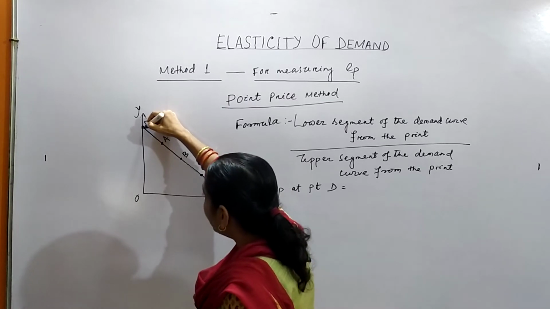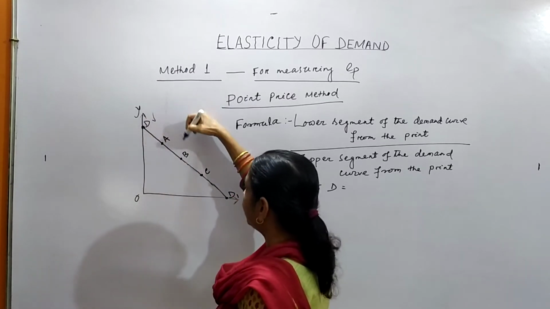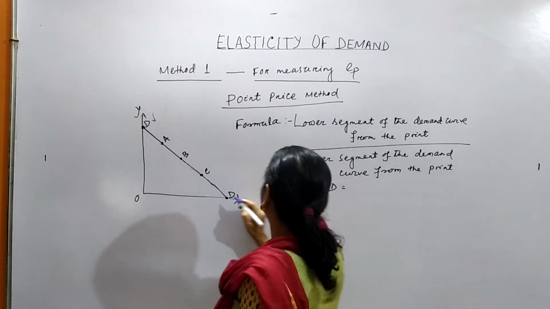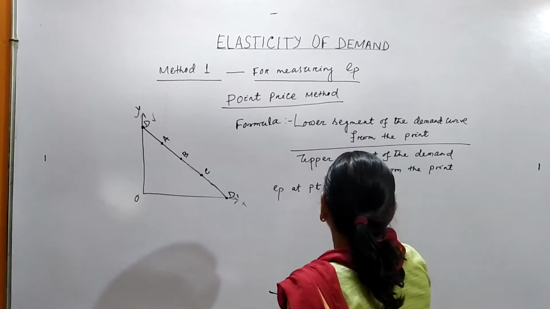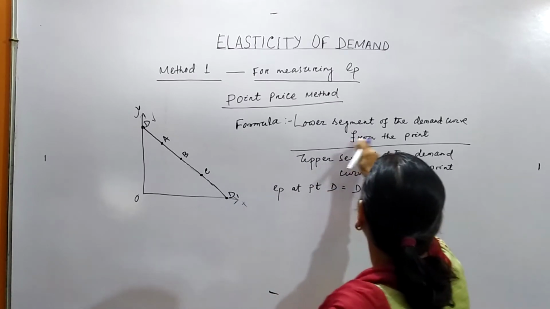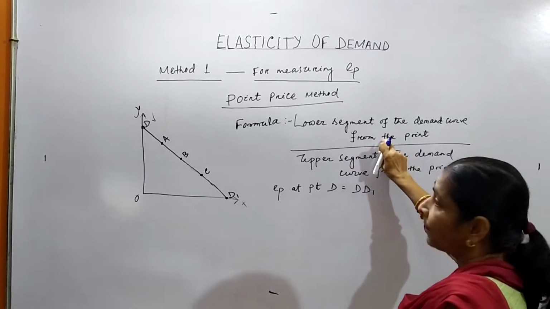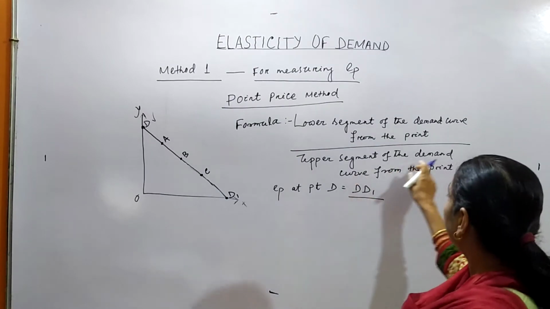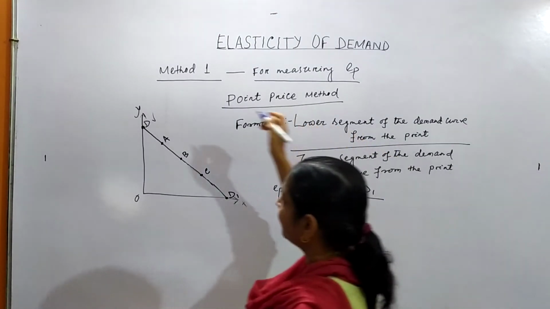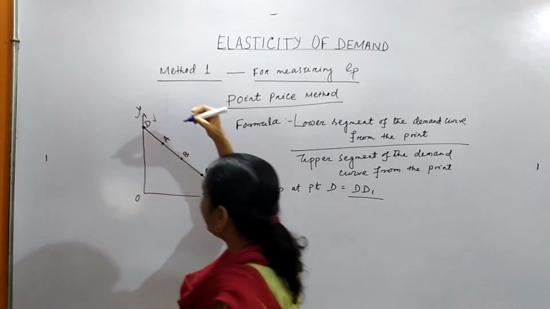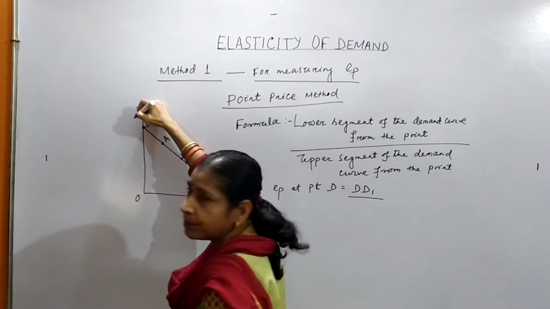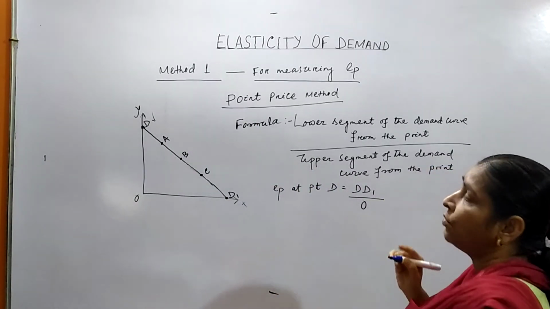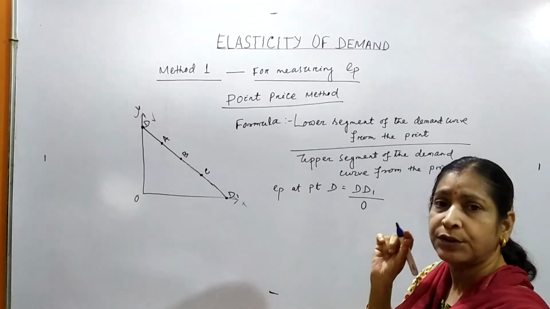The lower segment, the lower portion from point D of the demand curve, is from D to D1. This is the lower part, D1. This is the lower segment of the demand curve from the particular point, divided by the upper segment of the demand curve from that point. How much will the upper segment be? This is the extreme end point, there is nothing above it, so we have to take its upper segment as 0, because it is an extreme end point and there is nothing above it.